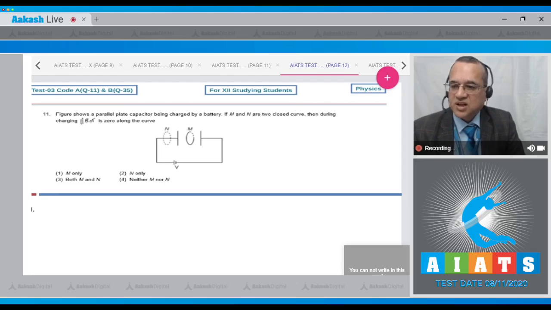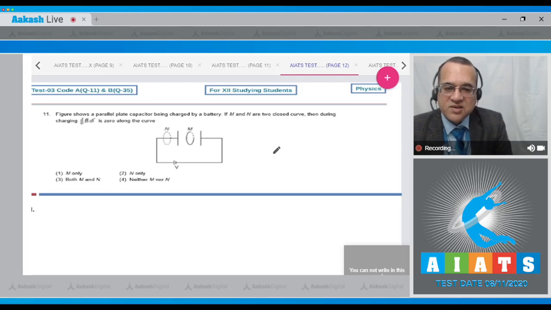Now, dear student, question number 11 says the figure shows a parallel plate capacitor being charged by a battery. If M and N are the two closed curves, then during the charging, the closed integral of B·dl is 0 along the curve. The options are: first, M only; second, N only; third, both M and N; and last, neither M nor N.